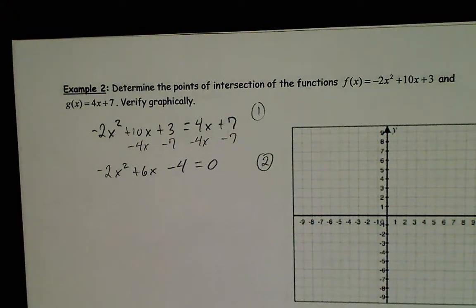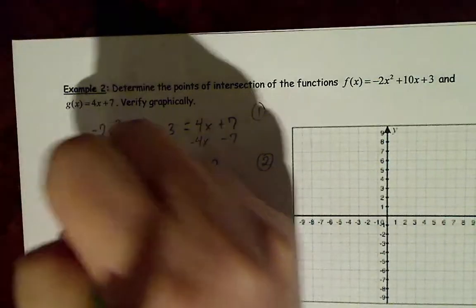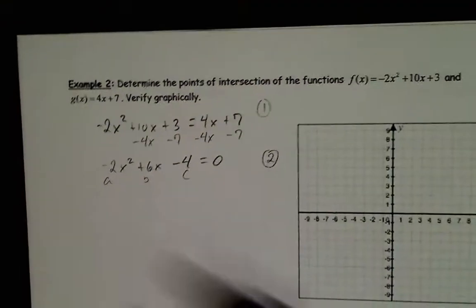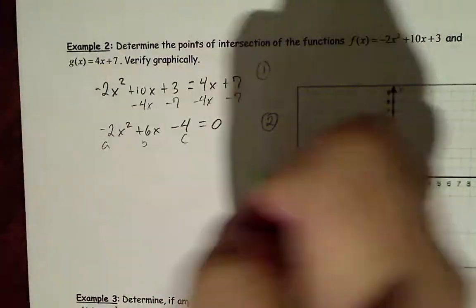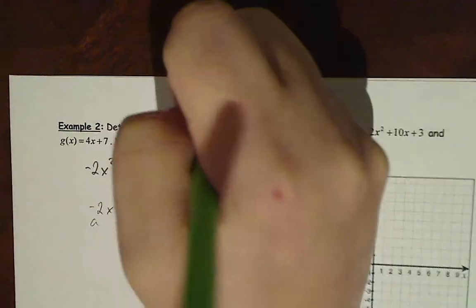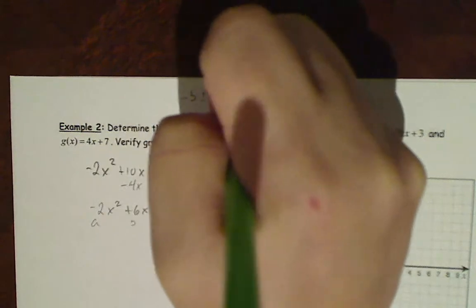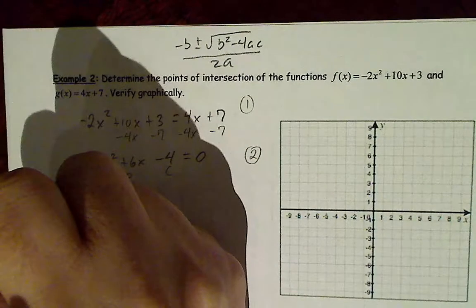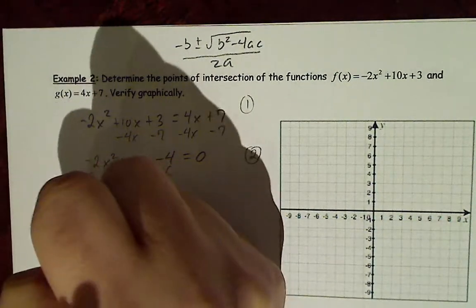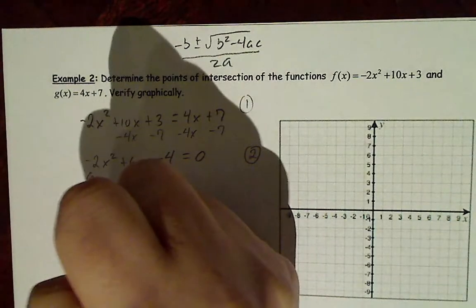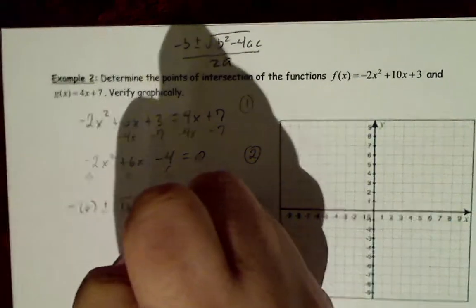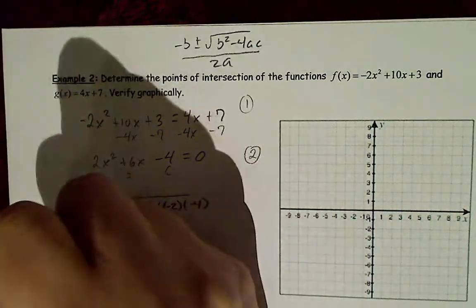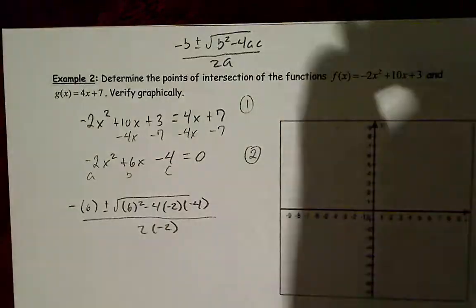Okay. Now I'm going to use my quadratic formula. And again, this is going to be your A, your B, and your C. So if I do this, let me write the quadratic formula real fast for you so you can see it. Negative b plus or minus the square root of b squared minus 4ac all over 2a. Okay. So negative 6 plus or minus the square root of 6 squared minus 4 times negative 2 times negative 4 all over 2 times negative 2.